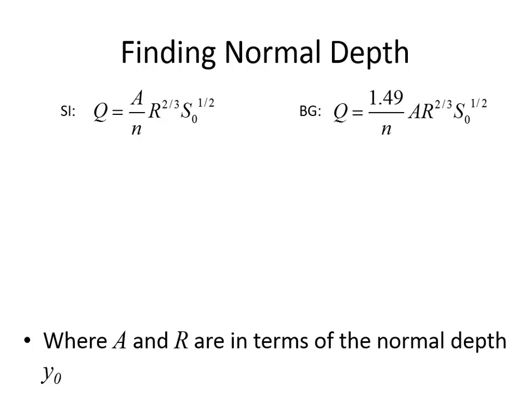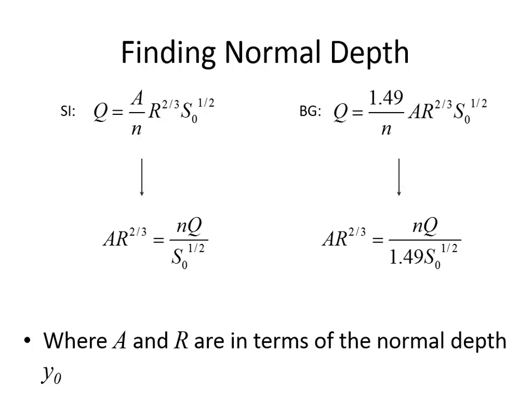All right, so just to summarize, depending on whether it's an SI problem or a BG problem, we rearrange the Manning's equation so that both of the terms that have the depth are on one side of the equation and the terms that have the constants are on the other side. We find out what the area and the hydraulic radius in terms of the depth will equal, which is the product of all of those constants.